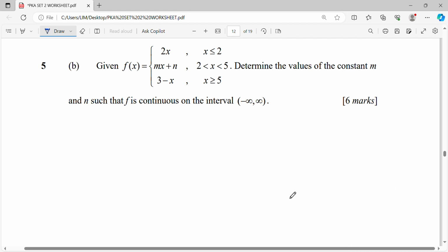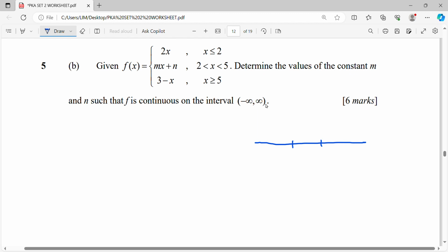And then for this question, they say, given a piecewise function, determine the value of m and n such that this function will be continuous in the interval of negative infinity to infinity. So when we get a piecewise function, we draw out the interval, so it is easier for us to observe the changing of the function.